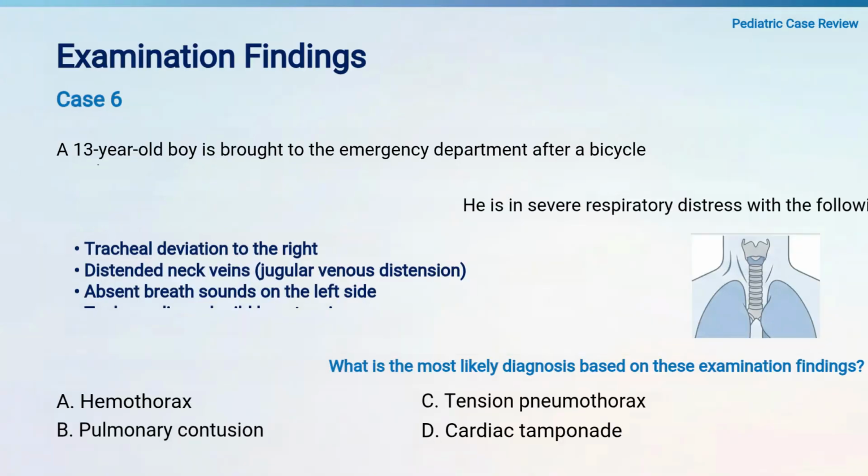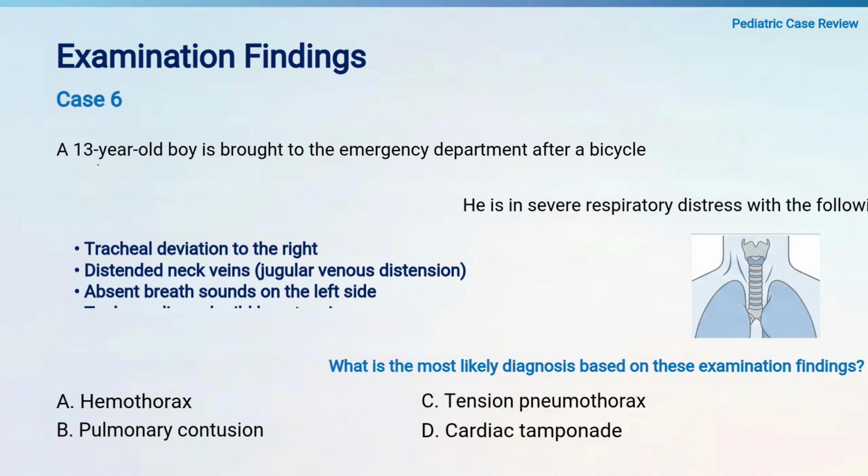Case 6. A 13-year-old boy is brought to the emergency department after a bicycle accident. He is in severe respiratory distress. Examination reveals tracheal deviation to the right, distended neck veins consistent with jugular venous distension, absent breath sounds on the left side, and tachycardia with mild hypotension. What is the most likely diagnosis based on these examination findings?